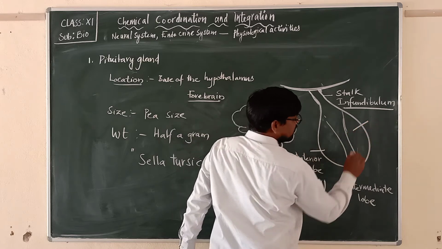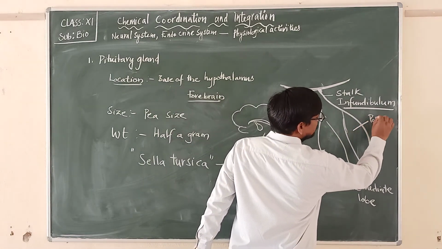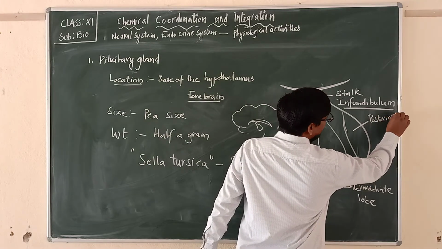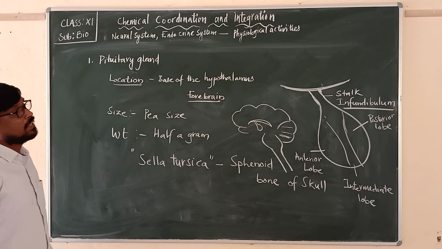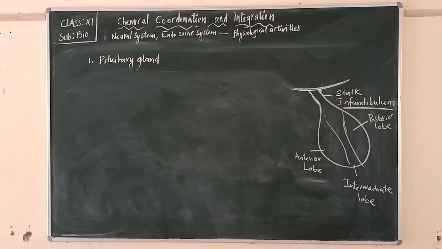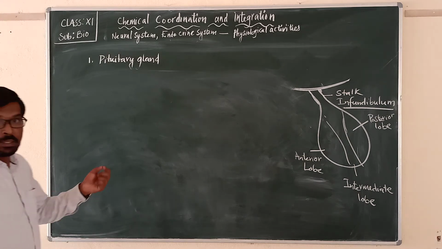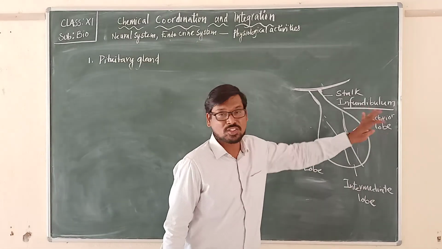And the other region we call the posterior lobe. So these are the three regions of the pituitary gland. And the pituitary gland is connected to the hypothalamus region by a stalk-like structure called what? Infundibulum. So here, as we said, the pituitary gland has three lobes: anterior lobe, intermediate lobe, posterior lobe.